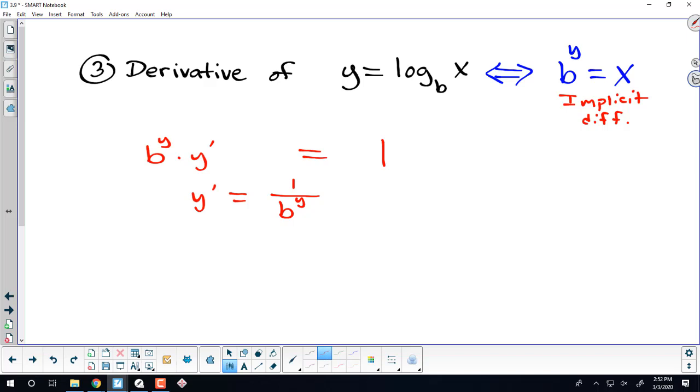Exponential b to the y times y prime times the derivative of the power. So we have the exponential times the derivative of the power, and we missed the logarithm. We missed the natural log of the base part.